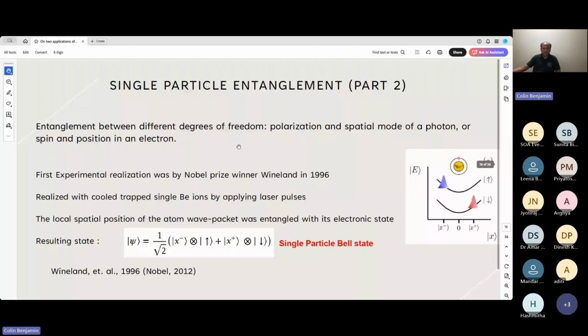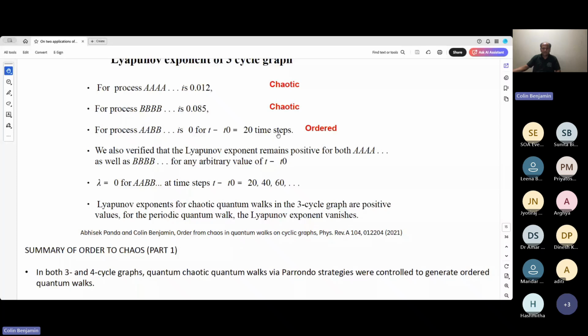So what's the summary of this portion, the first portion? I didn't show you graphs for the 4-cycle graph, but they can be easily done.